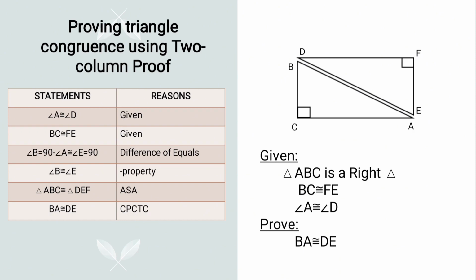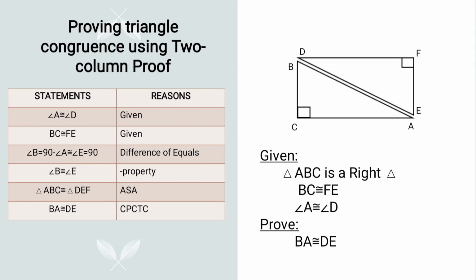So our next statement is triangle ABC is congruent to triangle DAF. Our reason for that is the angle-side-angle congruence postulate, since here and here they have the same angle.